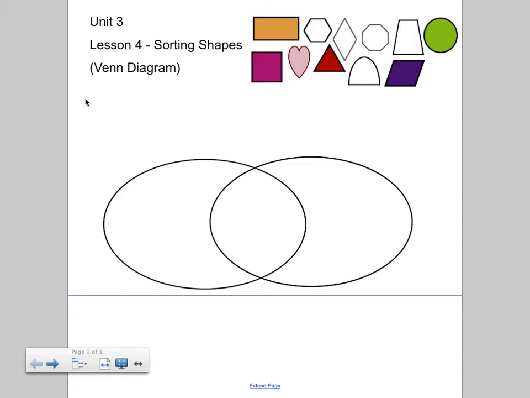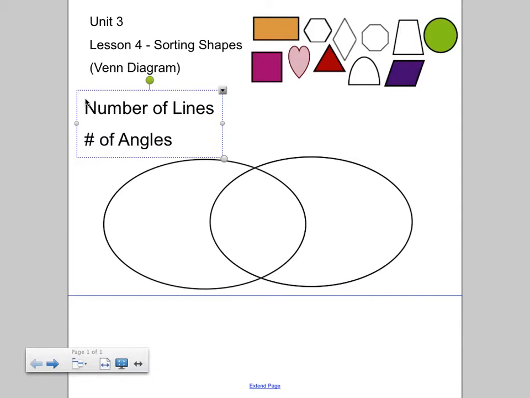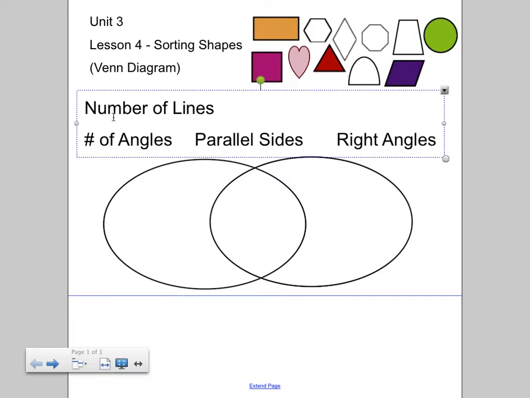Some of the things we looked at were the number of lines on a shape, the number of angles on a shape, and if a shape has a certain number of parallel sides. Then we also looked at right angles on a shape. So, different ways of looking at these figures and how to sort these figures. Now we're going to look at how to sort them.